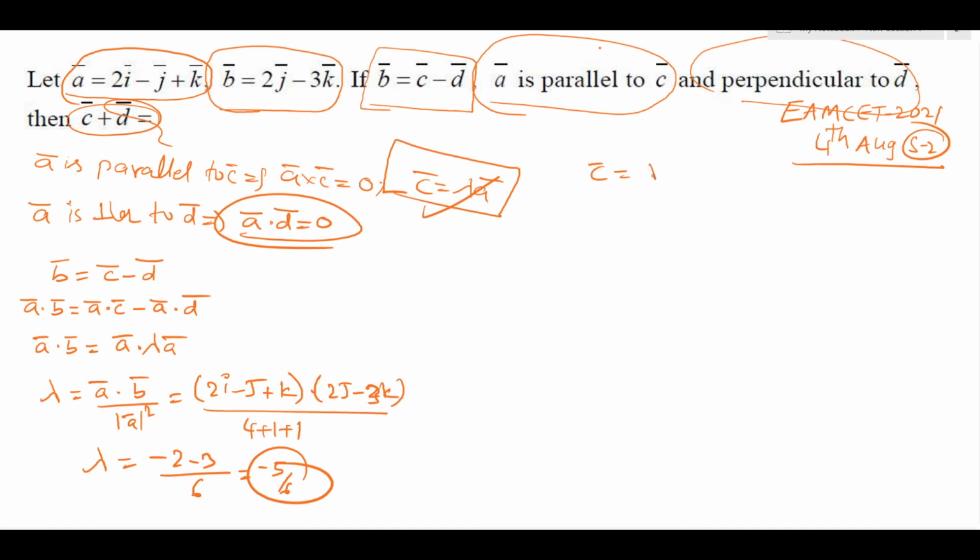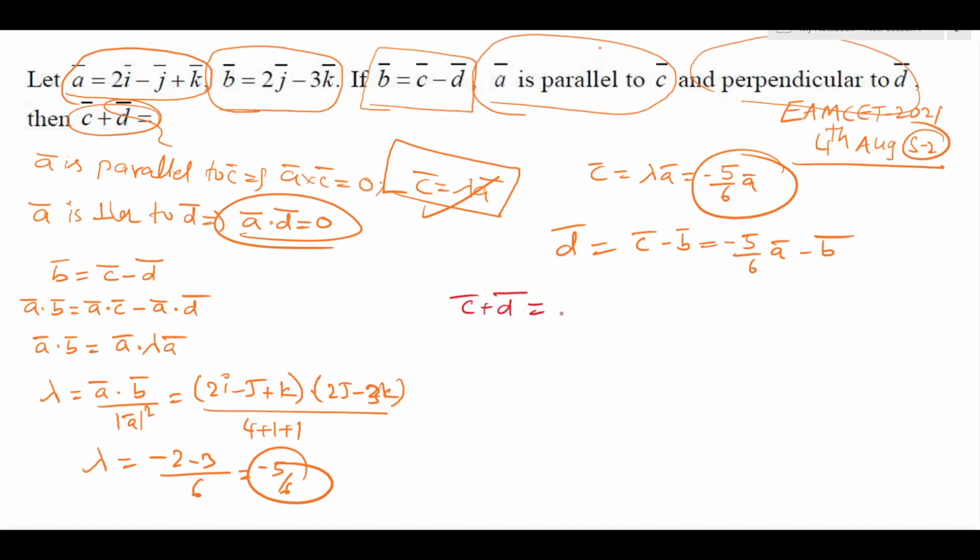Therefore, C bar is equal to lambda A bar. This is minus 5 by 6 into A bar. This is C value. And D bar is given from the relation C bar minus B bar. C bar is minus 5 by 6 into A bar minus B bar. Add these two, that is C bar plus D bar is equal to C bar, minus 5 by 6 A bar, plus D bar, this is minus 5 by 6 A bar minus B bar.